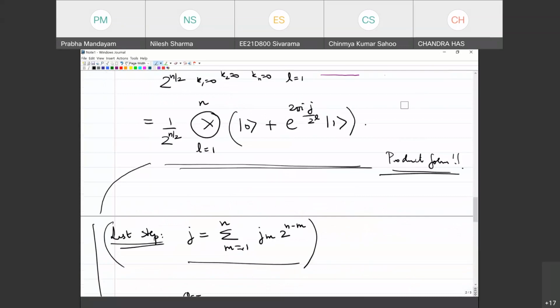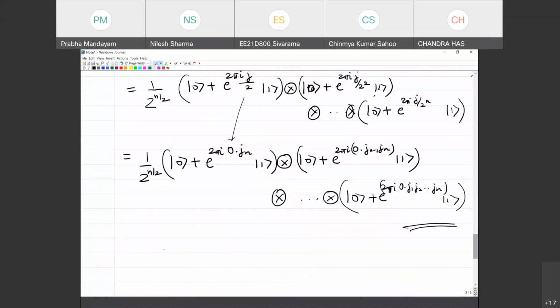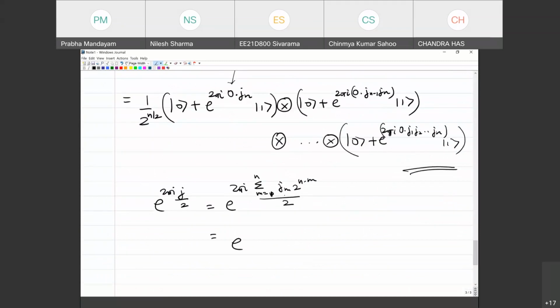So let me do the first one for you. So I have e to the 2 pi I j by 2, right? That becomes e to the 2 pi I sum over m going from 1 to n, jm 2 to the n minus m by 2, right? The question is, which of these bits in the jm binary representation is really going to contribute a phase, right? And I hope you will see that it is jn alone that contributes the phase. So let me say this: j1 2 to the n minus 2, j2 2 to the n minus 3, etc., all the way up to jn.